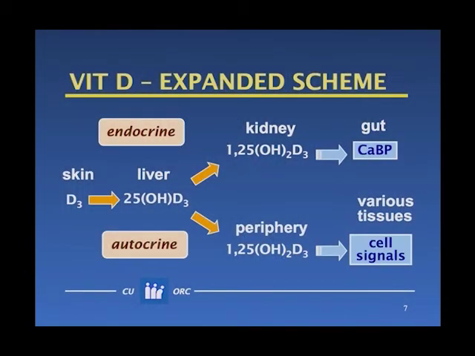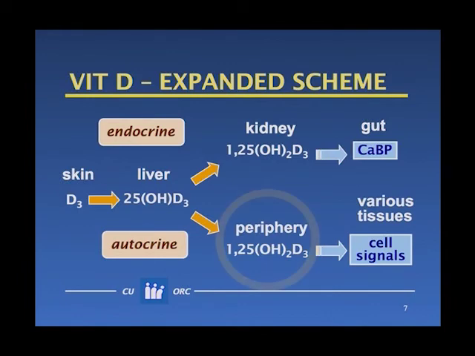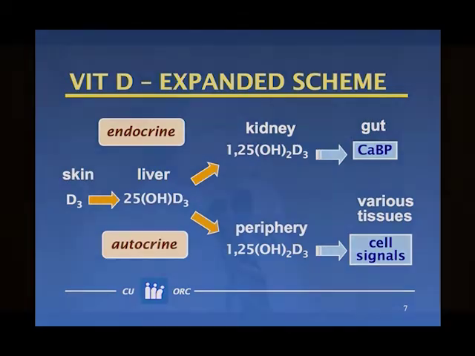But the bottom side is where all the excitement has been the last few years. That's the autocrine side, and what that means is that these products are made internally within a tissue and act locally rather than circulating through the bloodstream. Furthermore, they don't have the kind of feedback controls that you would take for granted with the endocrine side. So we do some 1-alpha hydroxylation in the periphery as well as in the kidney. Now, that's right within the tissues concerned in response to cell-specific signals that will vary from tissue to tissue.